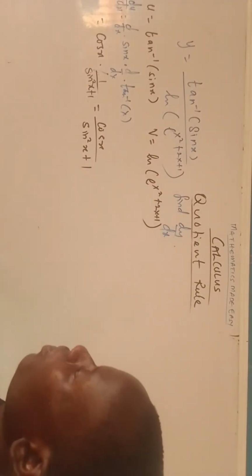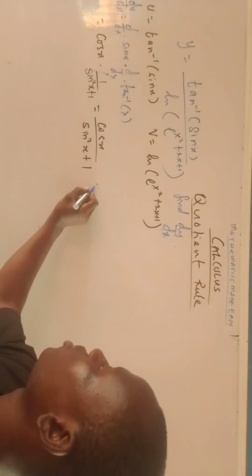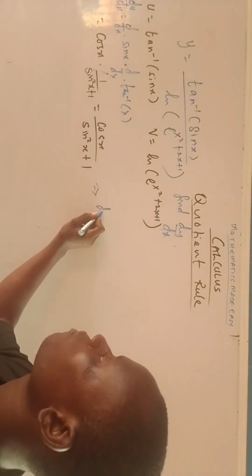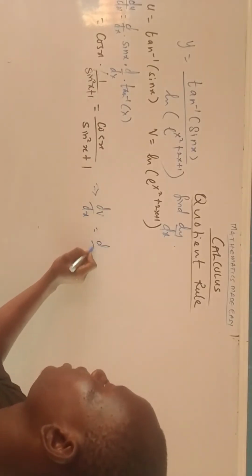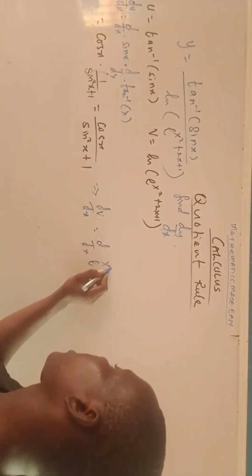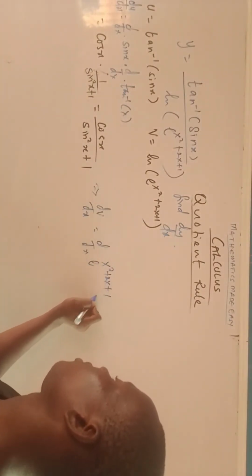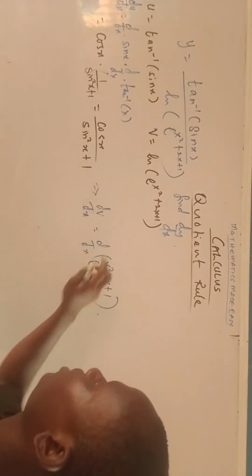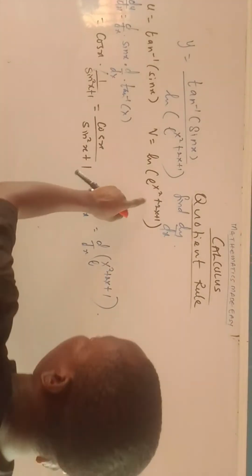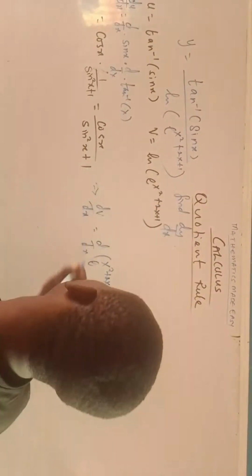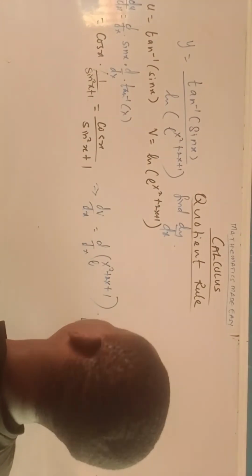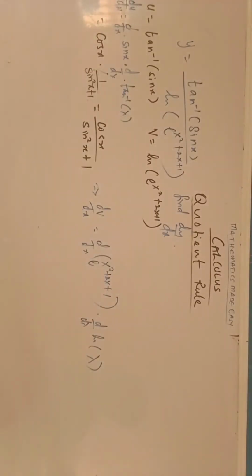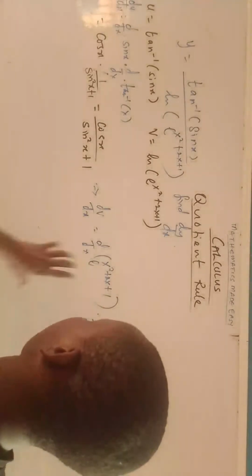So how do we find the derivative? This is what we are going to do. We say dv/dx is equal to d/dx of the function inside the bracket, which is exponential x squared plus 2x plus 1, then multiplied by the derivative of natural log of lambda, because I've got this lambda. So multiply by d/dlambda of natural log of lambda.